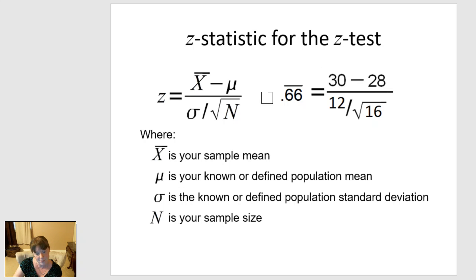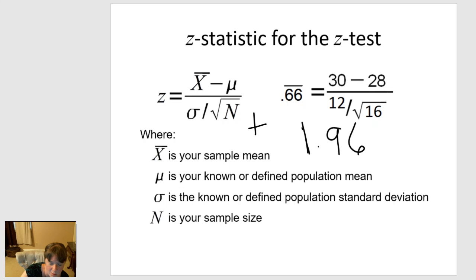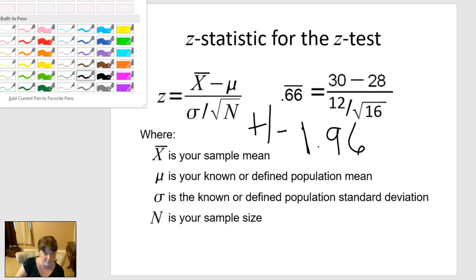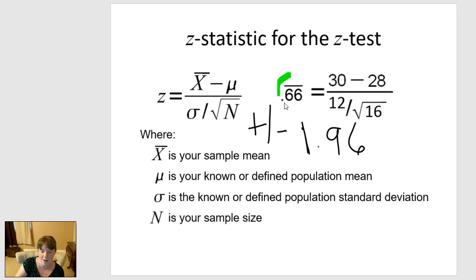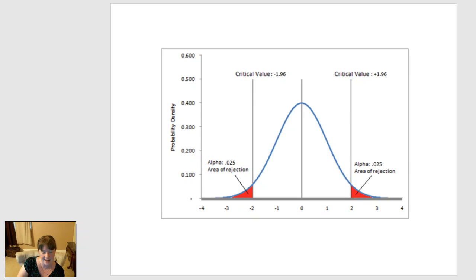And here you can see 0.66 is not more extreme than our critical values of 1.96, plus and minus 1.96, because this is a two-tailed test. Positive 1.96 is one critical value, negative 1.96 is the other critical value. This was not more extreme, so fail to reject. That is the beauty of the z-test. It standardizes your life for you, right?